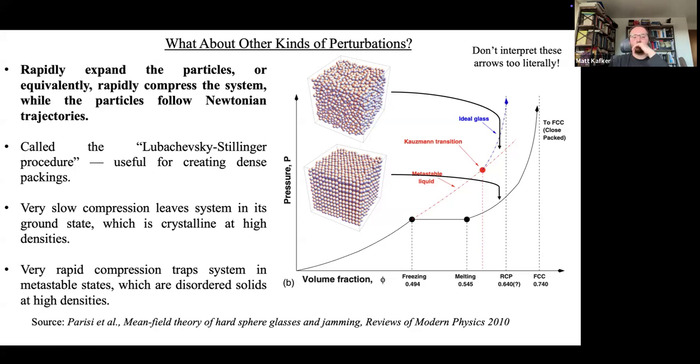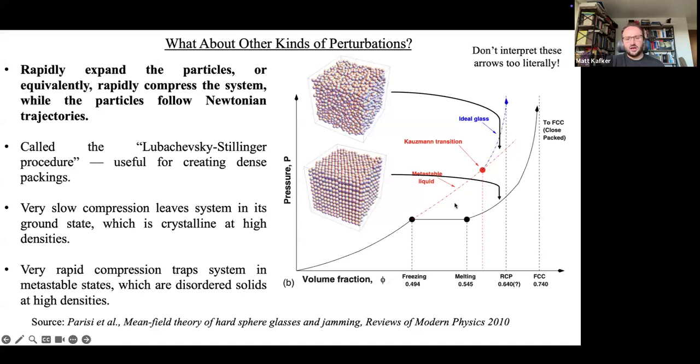Okay. Now, one question would be, I prepare a system in a situation like this. How long does it take for this to work itself out and relax to a crystalline configuration, which is the true ground state of the system at the same density? So that's the other kind of perturbation that we're going to look at.